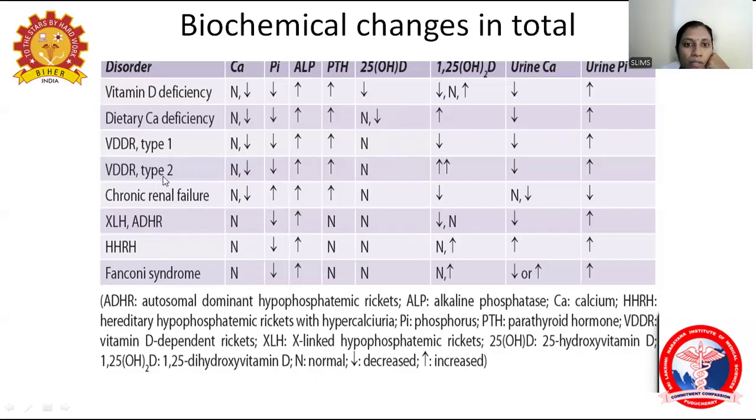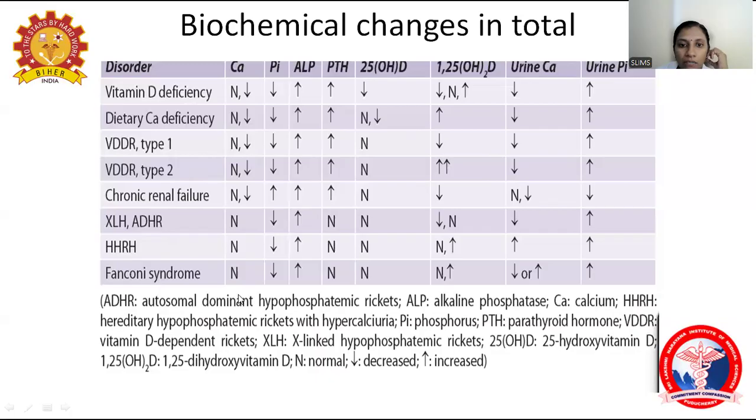VDDR type 1 and type 2, I told you, are more receptor and enzyme driven problems. In type 1, 1,25 vitamin D is low because there is a 1-alpha hydroxylase defect. Type 2 is a receptor defect, so 1,25 will be high. 25 will be normal. But still you will have features of vitamin D deficiency: low calcium, low phosphorus, increased alkaline phosphatase and all.